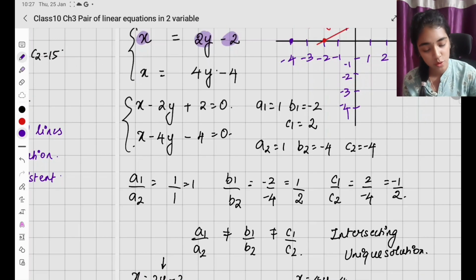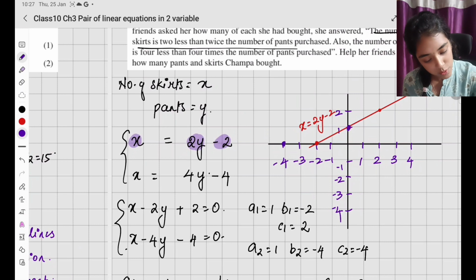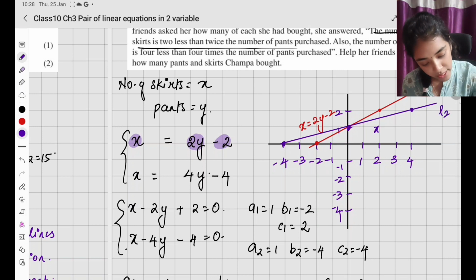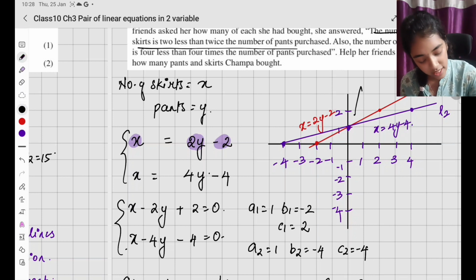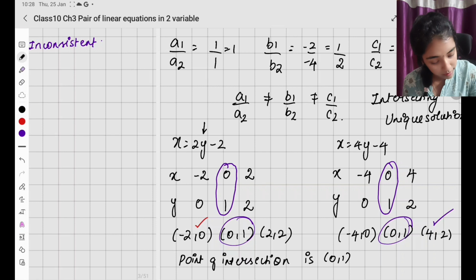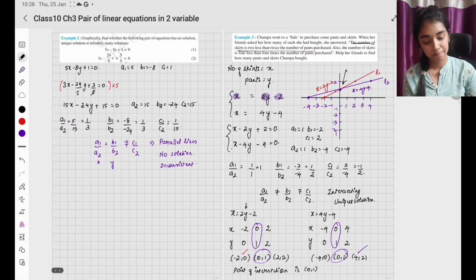But let's plot this. So you have 4, 2. 4, 2 is going to be over here. Okay, when I join these three points, this is going to be the line. So you have line 2, which is going to be x equals 4y minus 4. Okay, so I see this is the point of intersection, which is going to be 0, 1. Okay? Please copy.